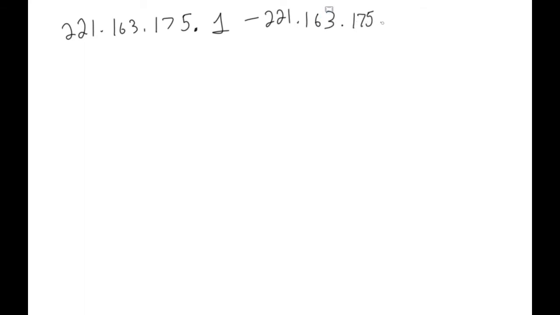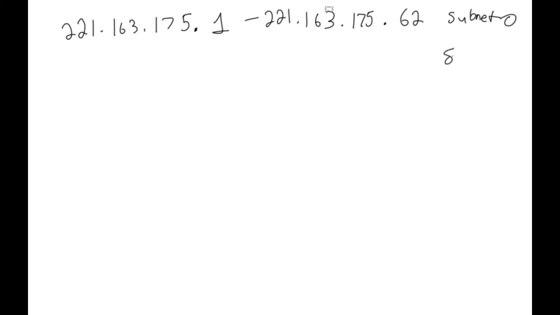Convert this all to decimal, you get that the usable address ranges are 221.163.175.1, it's .1 because I can't use the subnet ID as a host, through 221.163.175.62. Why is it not 63? Because I can't use the broadcasting address. And then this is for subnet 0.